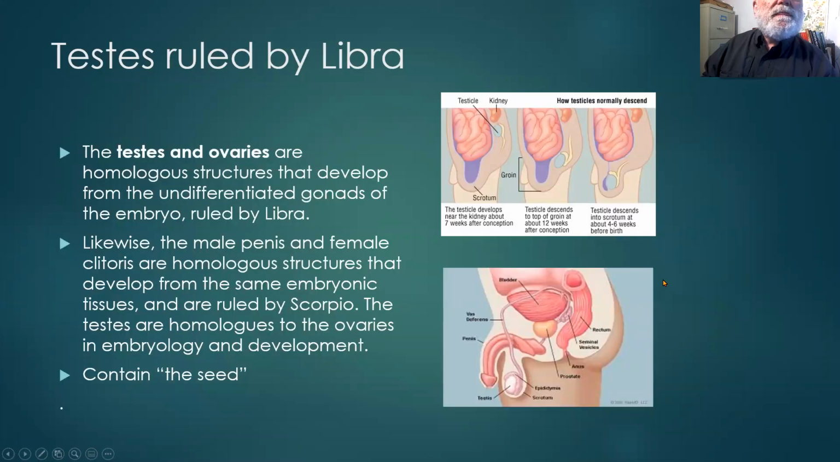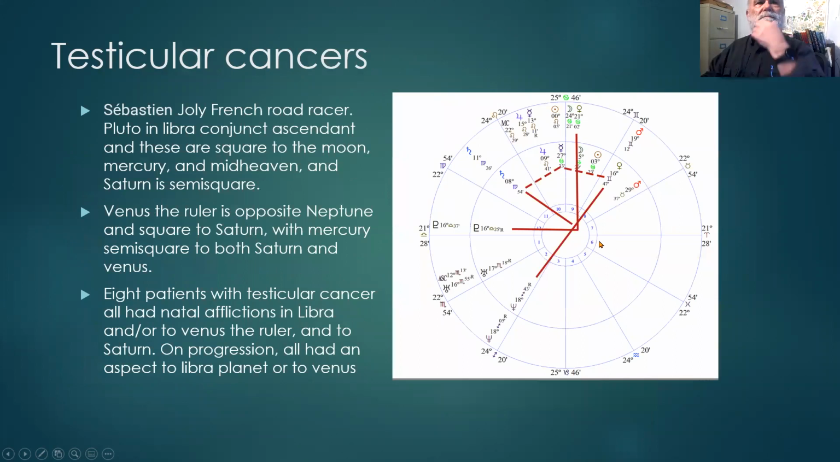I had the question, because it isn't in the books: what rules the testes? I got some charts of testicular cancers, and I think this is the one here, Sebastian Joly, a French road racer. If the testes were ruled by Libra and Venus, we'd expect to see stuff in Libra and Venus. So here we're going to look. Here is Pluto in Libra, and it's square to Venus, the ruler of Libra.